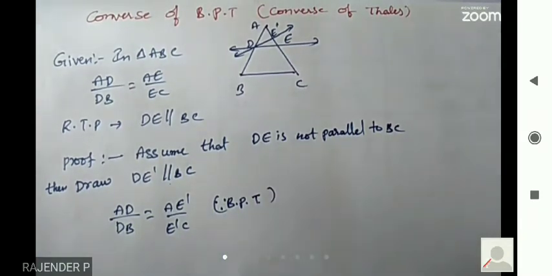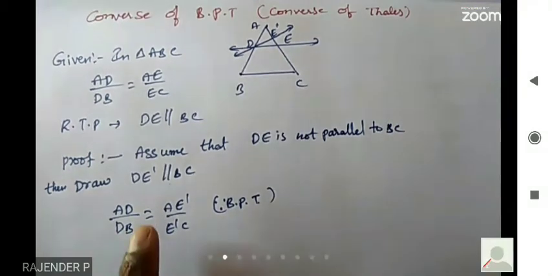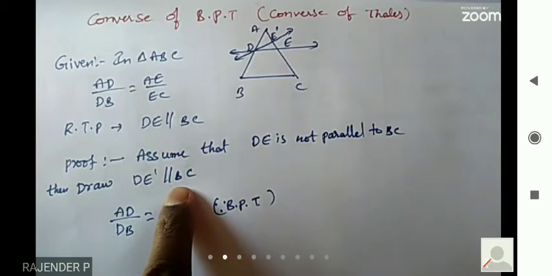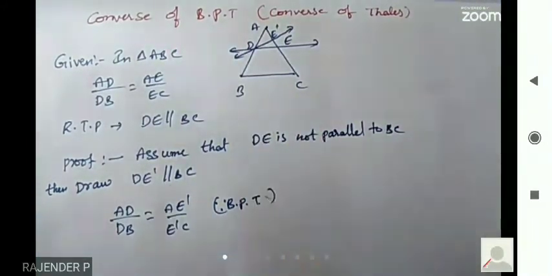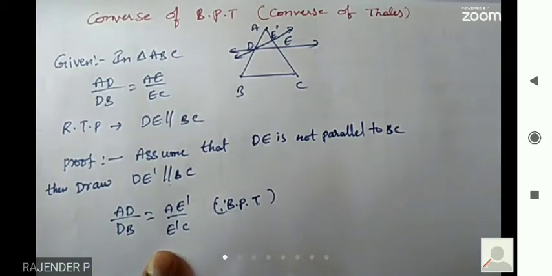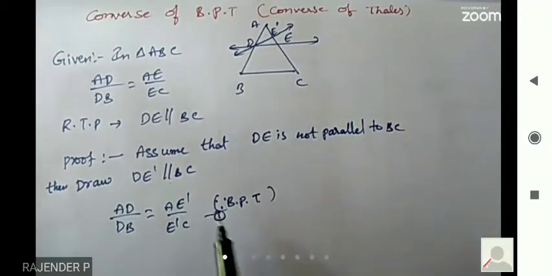In the BPT theorem, we know that in triangle ABC, when one line is parallel to the other side, then it divides the other two sides in the same ratio. So here we have drawn DE dash parallel to BC. So with that we can write AD by DB is equal to AE dash by E dash C, since this is the BPT theorem. This is the first equation.